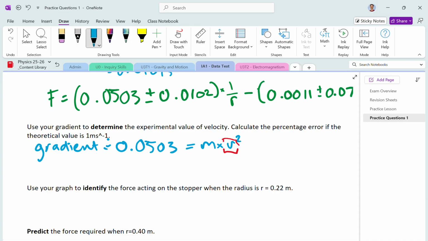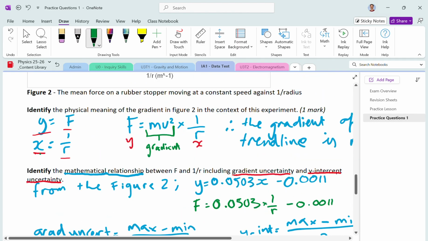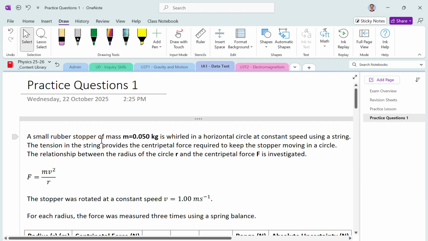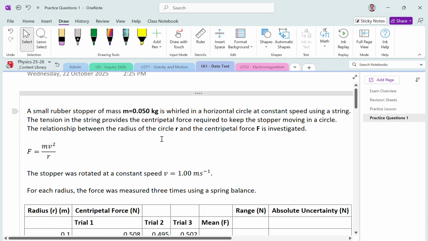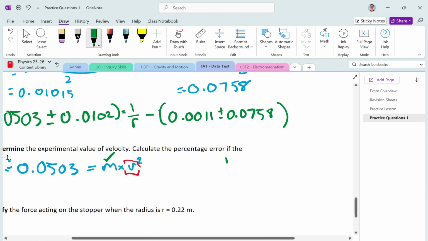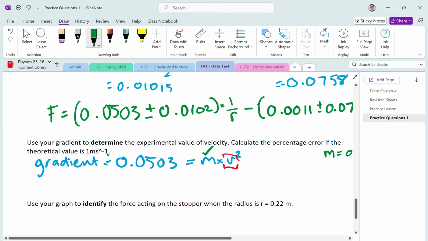Okay, so we want to rearrange our equation to just get velocity by itself, because we have the mass. The mass is given to us in the question. If you have a look up the very top, the rubber stopper with a mass of 0.05 kilograms. So I might even write that in down here. The mass is equal to 0.05 kilograms.